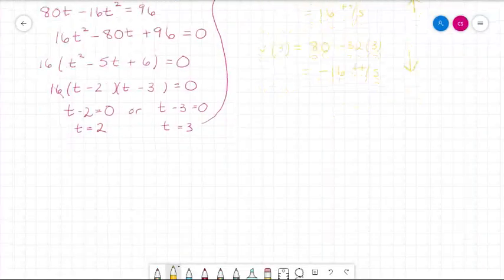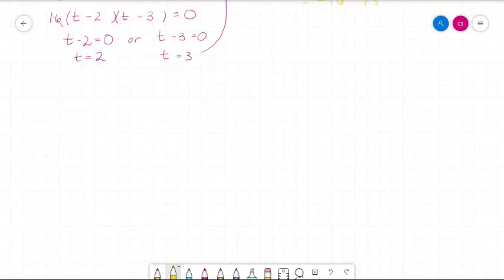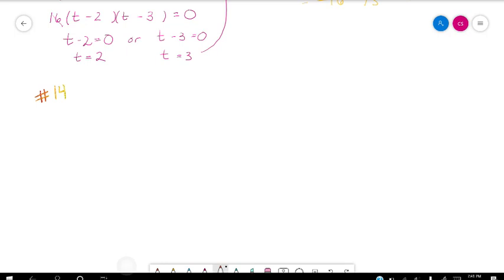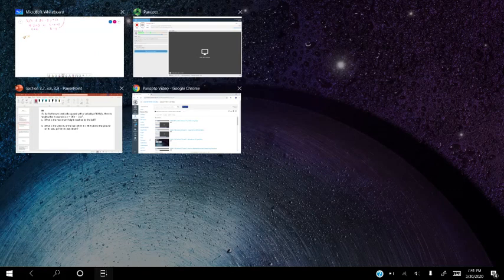All right, guys, welcome back to our final example in this section. And we're going to number 14 in our homework set. So let's see what number 14 has in store for us.